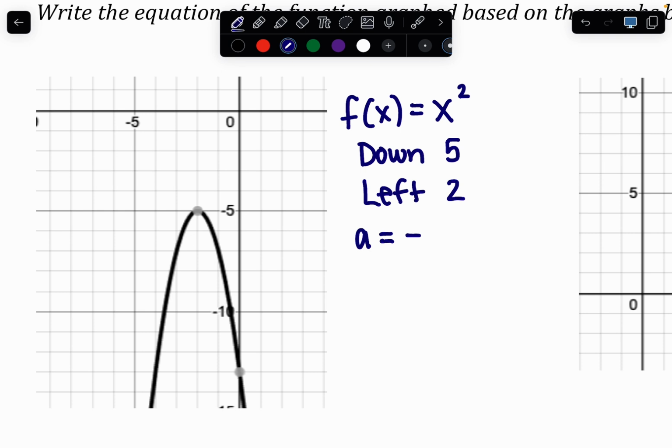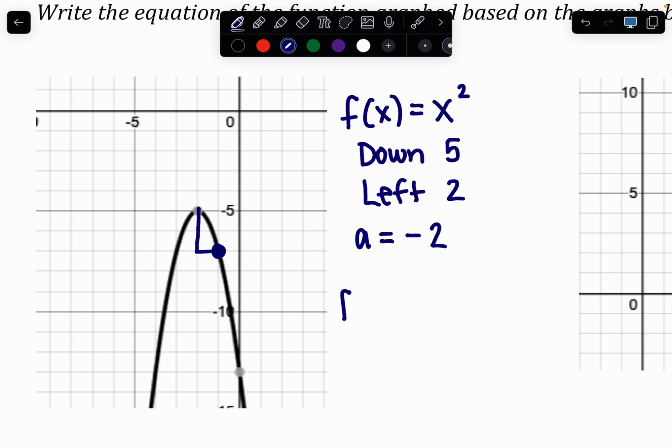Okay. Now, we need to find the next point going to the right. Always go to the right. So our next nicest point is going to be right here at -1, -7. And the nice thing is we can just count. So how many do we have to go down? 2. And then we have to run 1. So our a value is just -2. And then you're just plugging it in.